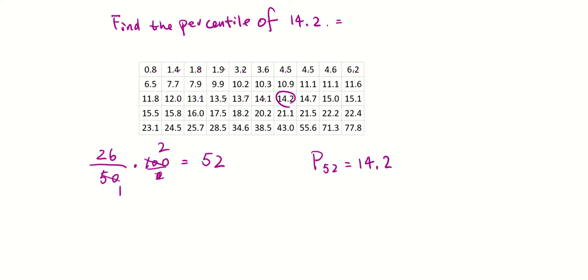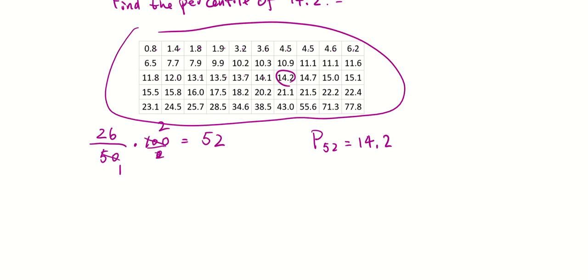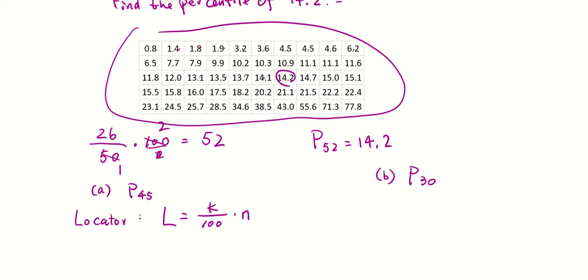Now let's see how to convert a percentile to a data value. Say we use the same set of data here. Now I want to find P45. Let me call this question A. And my second question is to find P30. First we need to find something called the locator, which tells you where P45 is. We use the formula L equals K divided by 100 times N, where K is the percentile you're trying to find. So K in our case is 45, divided by 100, times the number of data values. We already know it's 50.